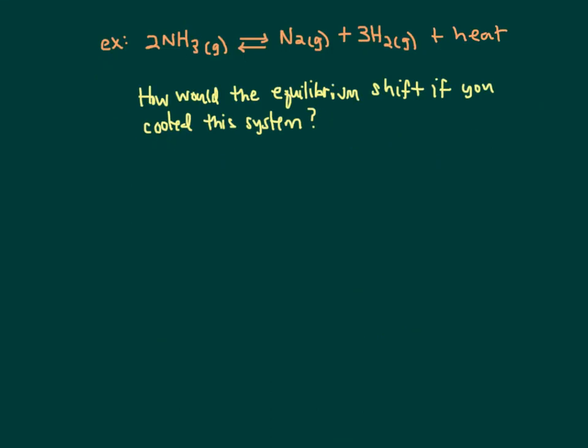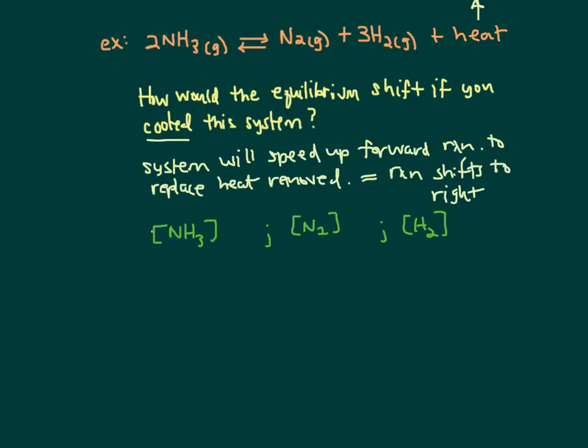All right, let's do another example of temperature. In this case, our temperature, our heat, is a product, so it's on the right side of the equation instead of on the left like the other reaction. The question I'm asking is how the equilibrium would shift for this reaction if you cooled the system. When I say cooled the system, I mean you're lowering the temperature, so what we're actually doing is removing heat from the system. Hopefully you realize that if you take something away, your system is going to want to replace what you took away. So the system is going to speed the forward reaction up to replace the heat you just removed.